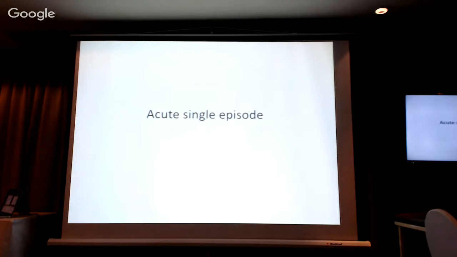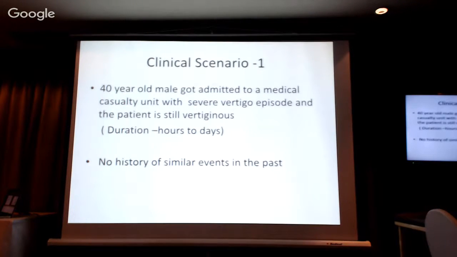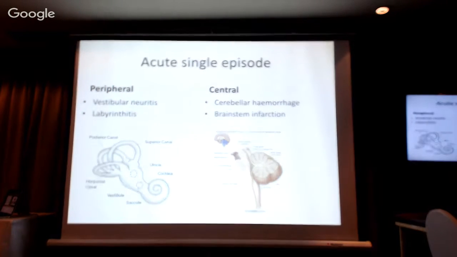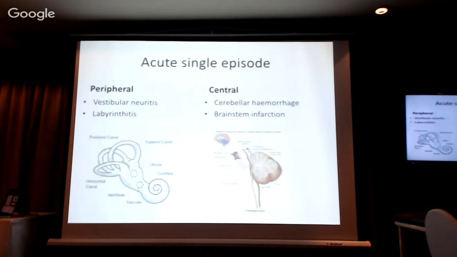So with that, we'll move on to single episode. Suppose you are seeing a patient in a medical casualty with acute severe vertigo lasting 4 hours to days. There is no history of similar events in the past. One single episode, big episode. Acute single episode of vertigo can be due to peripheral pathologies like vestibular neuritis, labyrinthitis, or more serious central pathologies like life-threatening cerebellar hemorrhage, brainstem infarction.